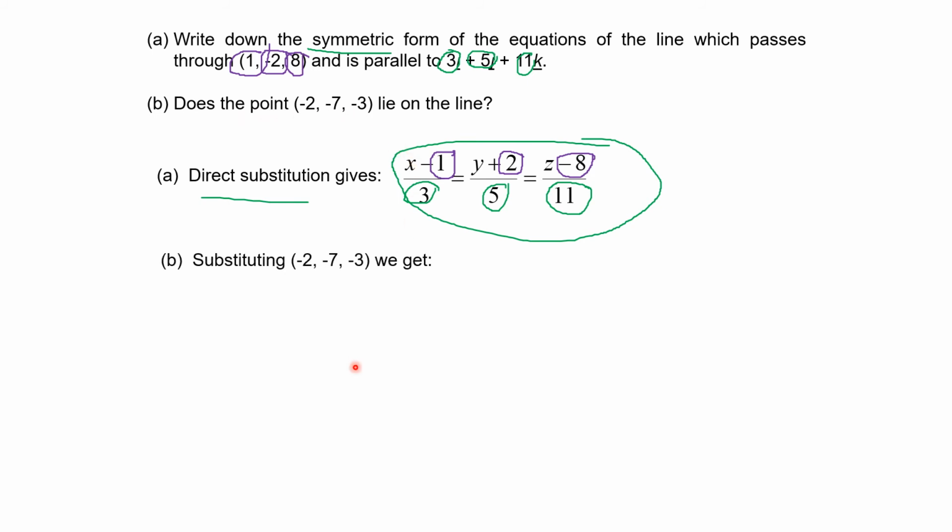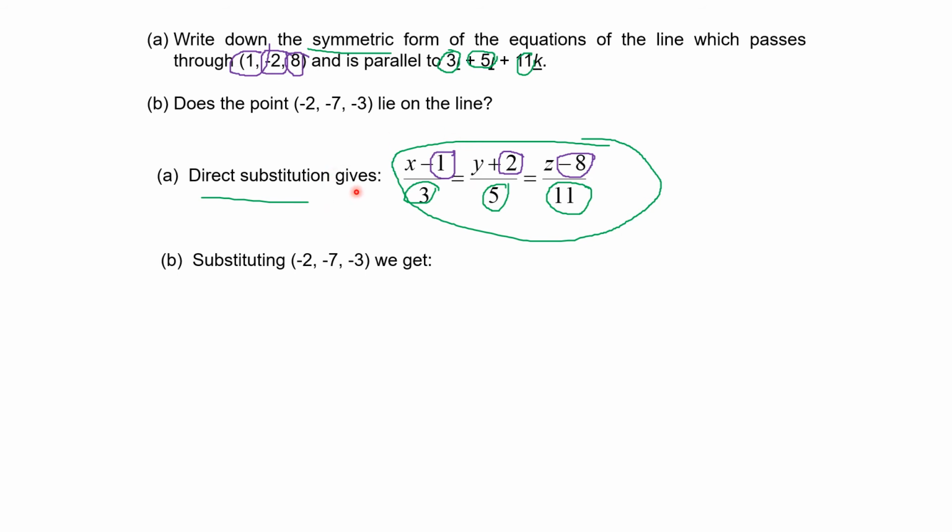Next, the question asked, does the point 2, negative 7, negative 3 lie on the line? So how are you going to identify this? When you have a straight line equation or a quadratic equation, it's very simple. If you need to identify whether the point lies on the particular line or the curve, you normally substitute the points into the equation, and you prove that your values are equal, or consistent, left and right. But in this case, it's a symmetric form.